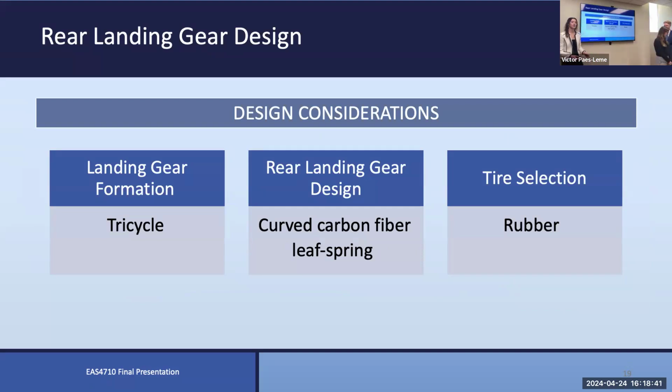Similarly, the rear landing gear did not change much from our midterm presentation. We kept with the tricycle formation in order to make sure that we would have sufficient clearance for our pusher prop. The rear landing gear is a curved carbon fiber leaf spring, and we kept with the rubber wheels, even though they are a bit heavier, and that ended up paying off later, as you will see.